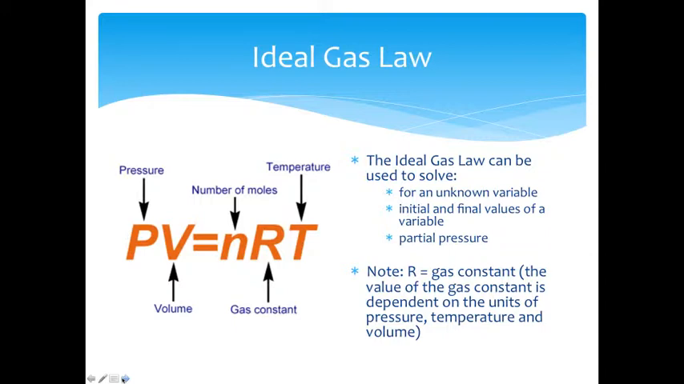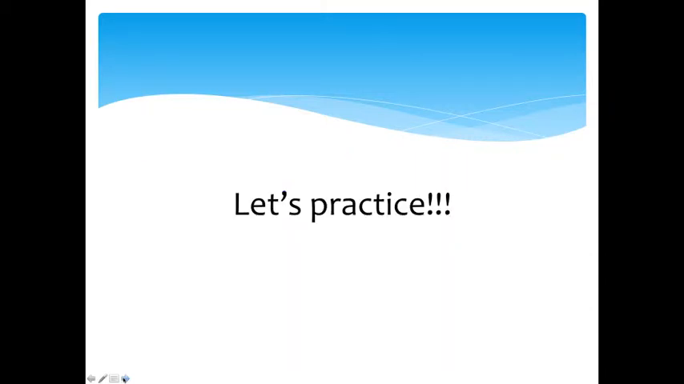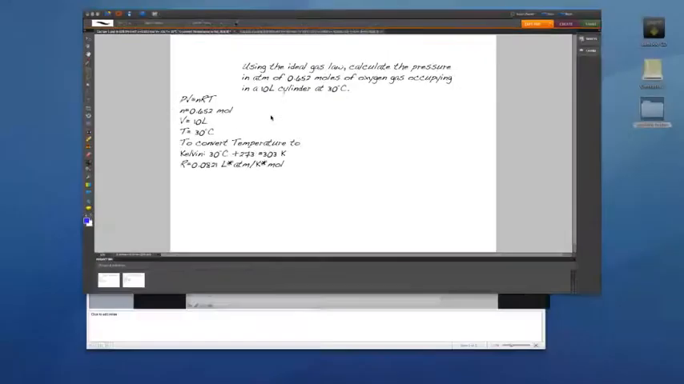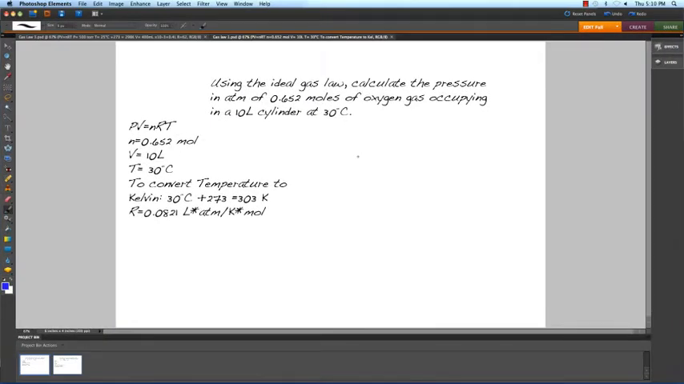Now that you know a little bit about the ideal gas law, let's actually do some problems so you know how to work with it. So let's start on our first practice problem. This problem states, using the ideal gas law, calculate the pressure in atmospheres of 0.652 moles of oxygen gas occupying a 10-liter cylinder at 30 degrees Celsius.